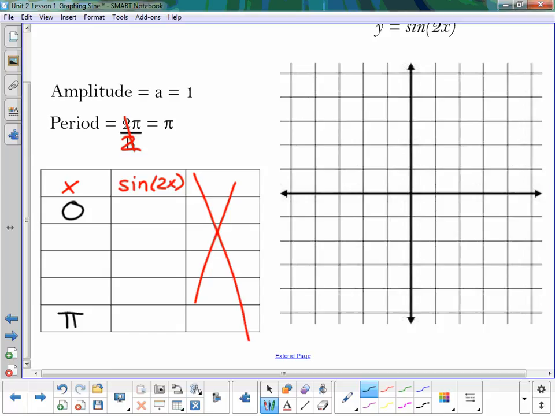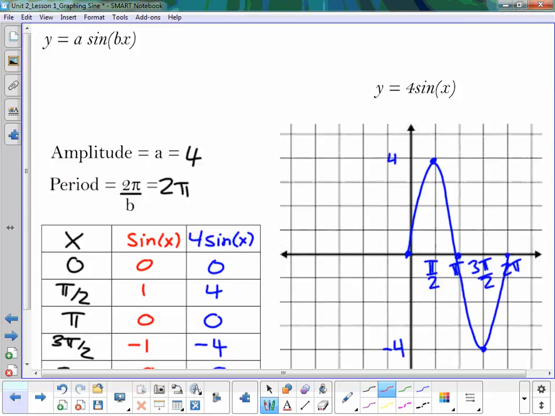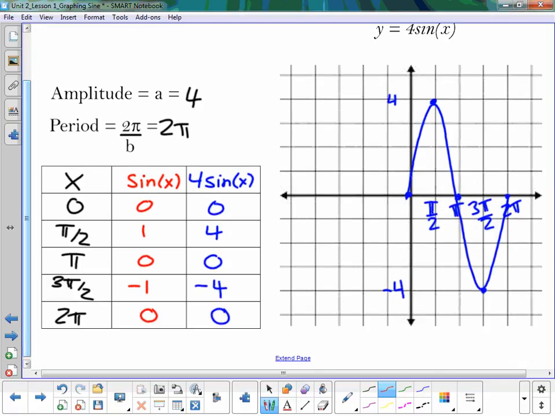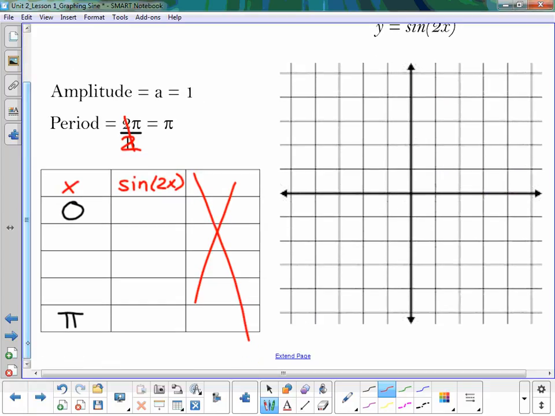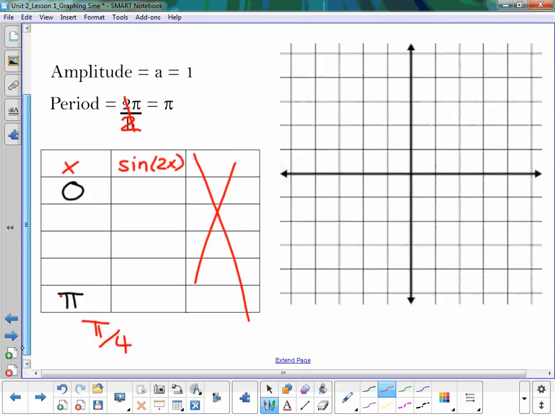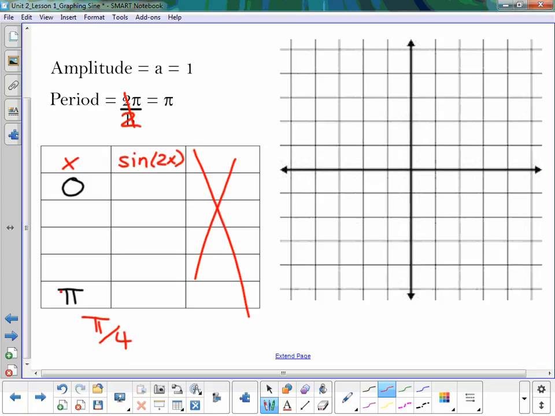I got to figure out what goes there. So I'm dividing pi up into 4 intervals. For each of these, I had 4 intervals between 0 and pi over 2, pi over 2 and pi, and 3 pi over 2, 3 pi over 2, and 2 pi. So we have 4 quadrants. We're going to deal with 4 intervals. So our intervals are going to be different because our period is different. So I'm just going to take the period and divide it by 4. And that's going to tell me how big each interval should be.